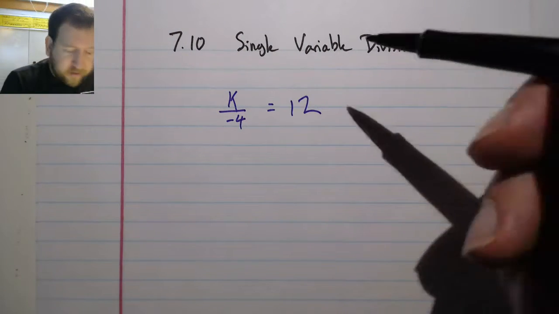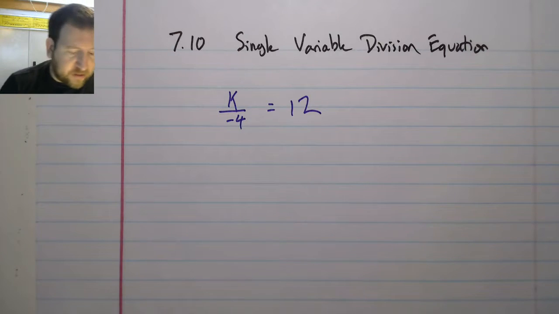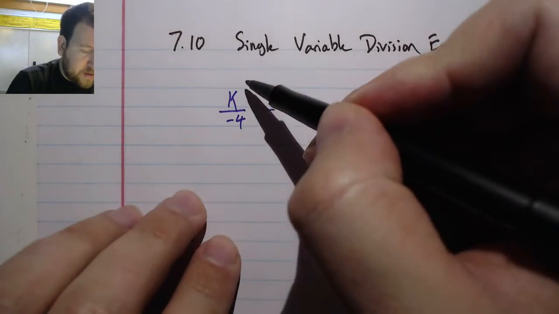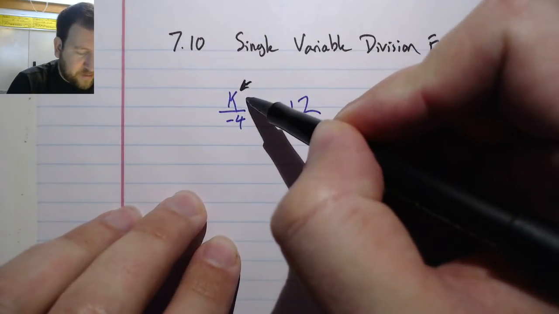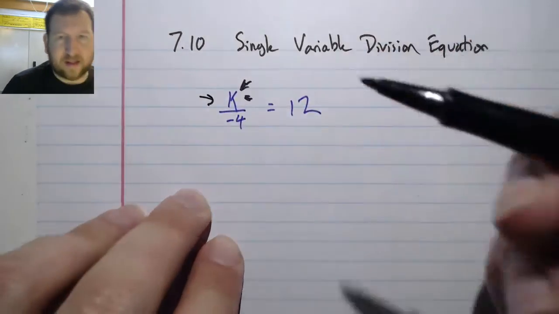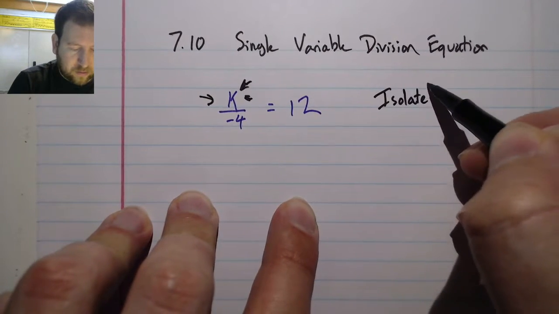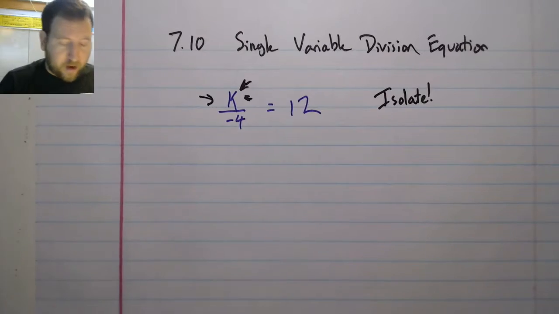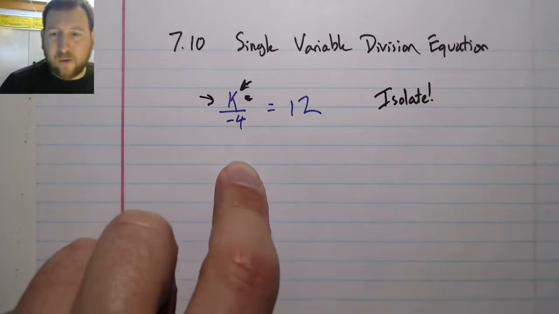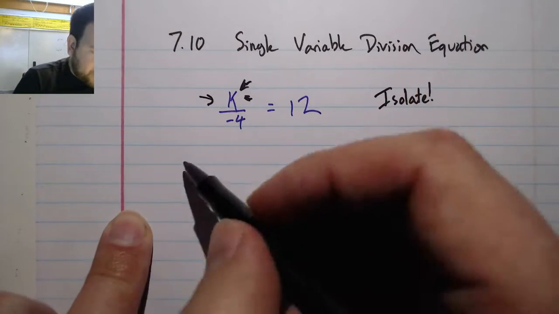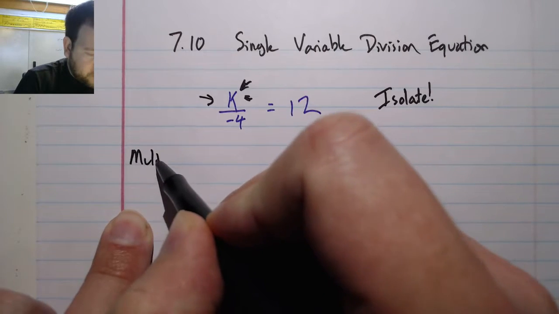Well, we're going to be using our same algebraic manipulations that we've been using before to try to isolate this k, because that's kind of our goal, because that's how we solve it. Isolate. That's what we're trying to do. So we're going to be using the multiplication property of equality in this one.